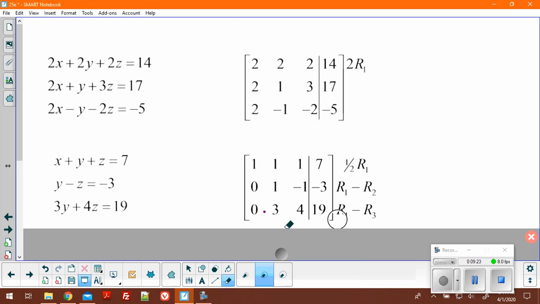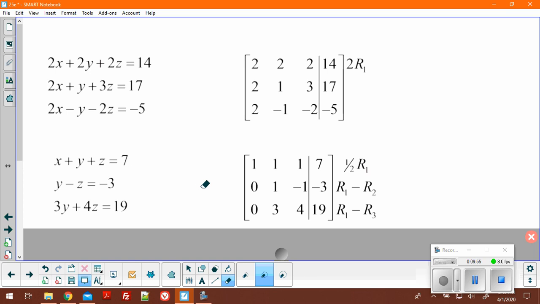Okay, so that's what's happening there. And over here, I've just written down what's happened to my equations. My first row is still x, y, z equals 7, 1x, 1y, 1z, 7. My second row now says 1y minus 1z equals -3. My third row says 3y plus 4z equals 19. So we successfully eliminated x from these two rows.